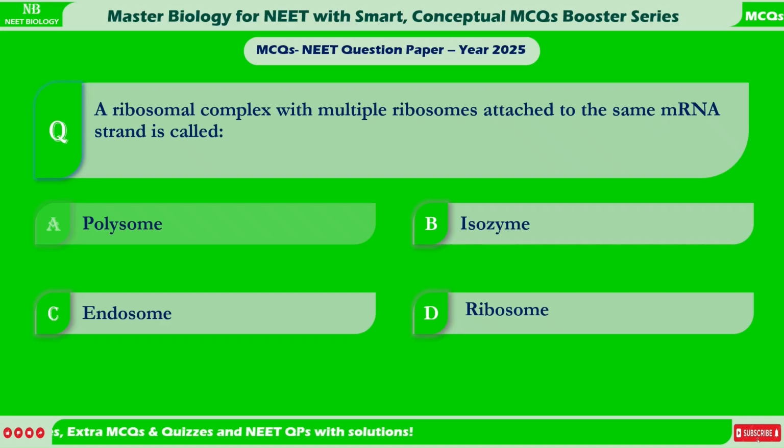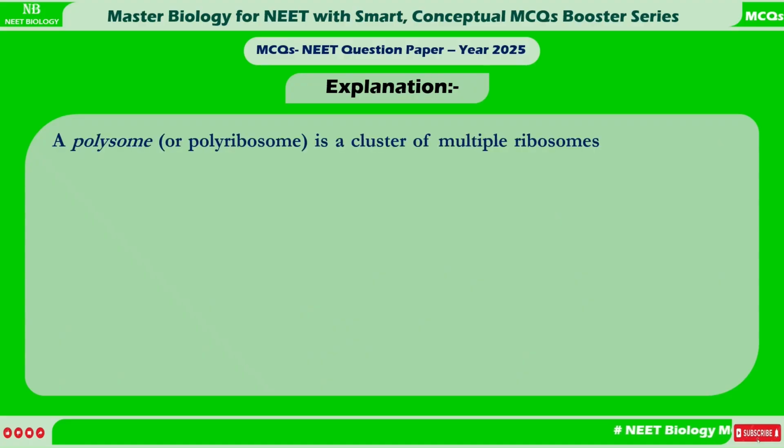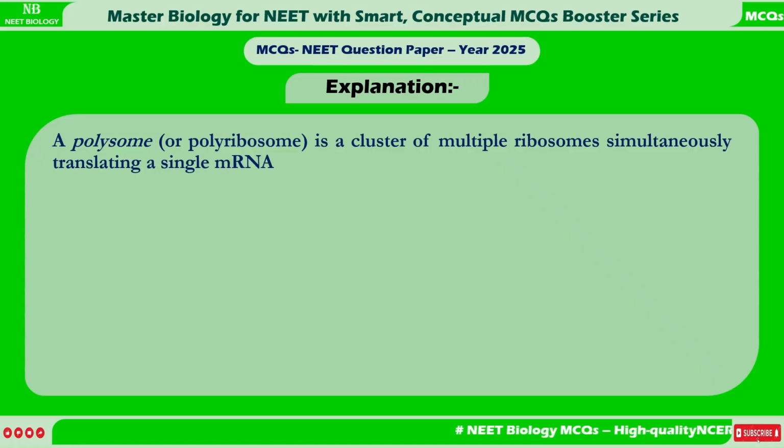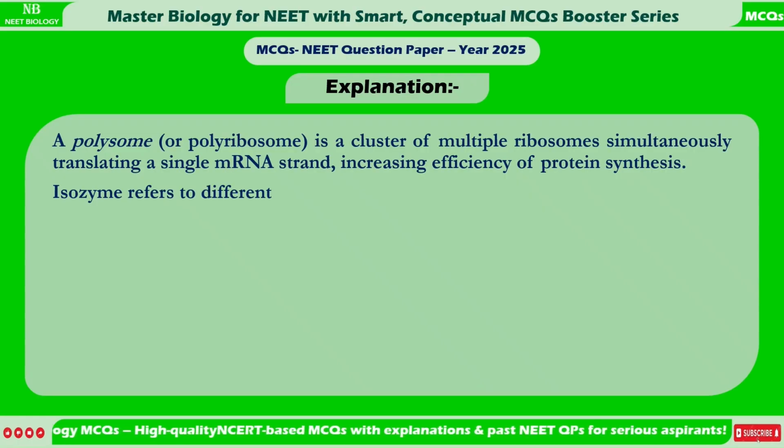Correct answer is A, polysome. Explanation: a polysome or polyribosome is a cluster of multiple ribosomes simultaneously translating a single mRNA strand, increasing efficiency of protein synthesis. Isozyme refers to different enzymes that catalyze the same reaction, not related to ribosomes or mRNA.